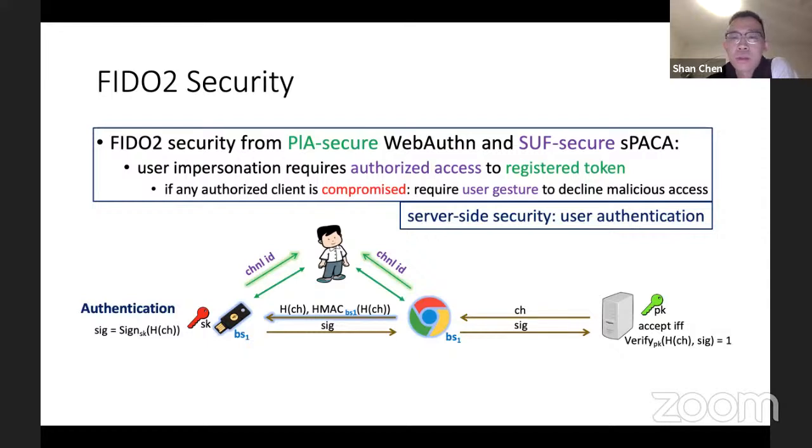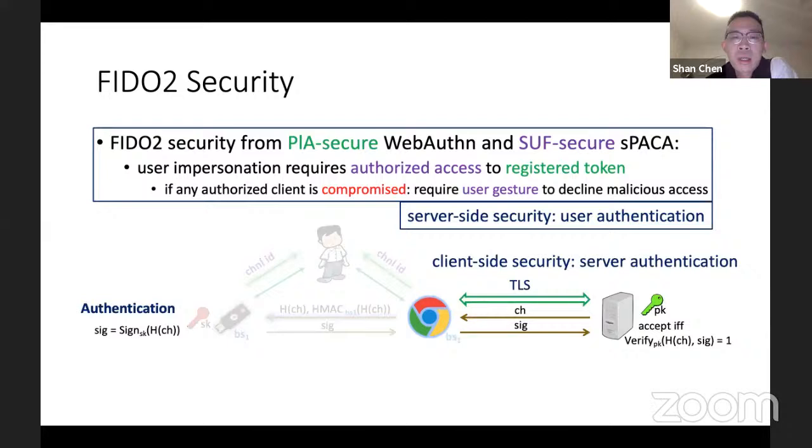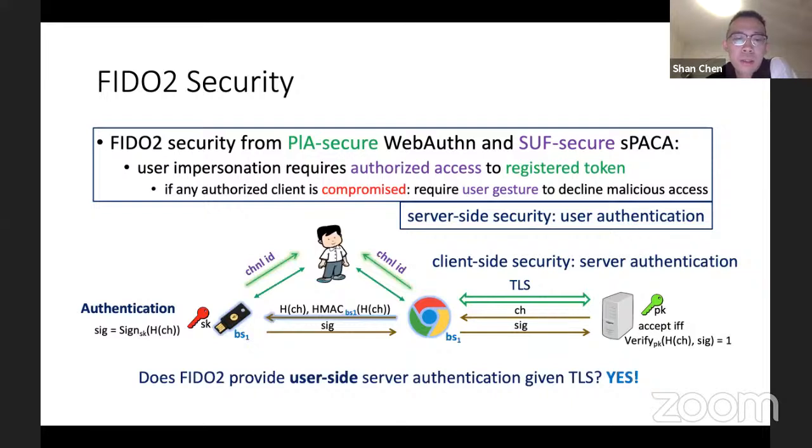So it's a user authentication. And we know that TLS gives us server authentication for the client side. So the question is, does FIDO2 also provide user-side security if it runs over TLS? And the answer is yes.